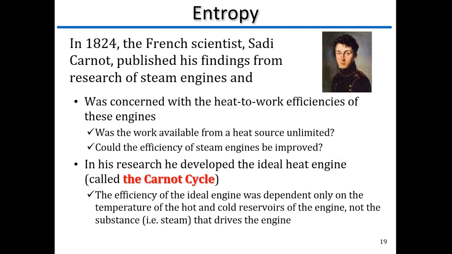Through his research, he developed the ideal heat engine, known as the Carnot cycle. He said the efficiency of the ideal engine was dependent only on the temperature of the hot and cold reservoirs of the engine, not on the substance, in this case steam, that drives the engine. So it has nothing to do with the actual substance driving the engine, just the temperature of the hot and cold reservoirs. In other words, how likely was heat to flow through this engine?